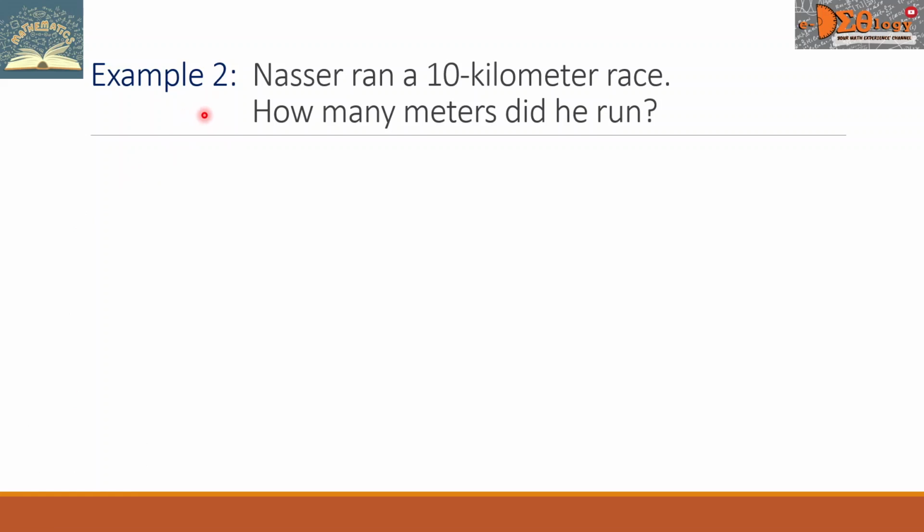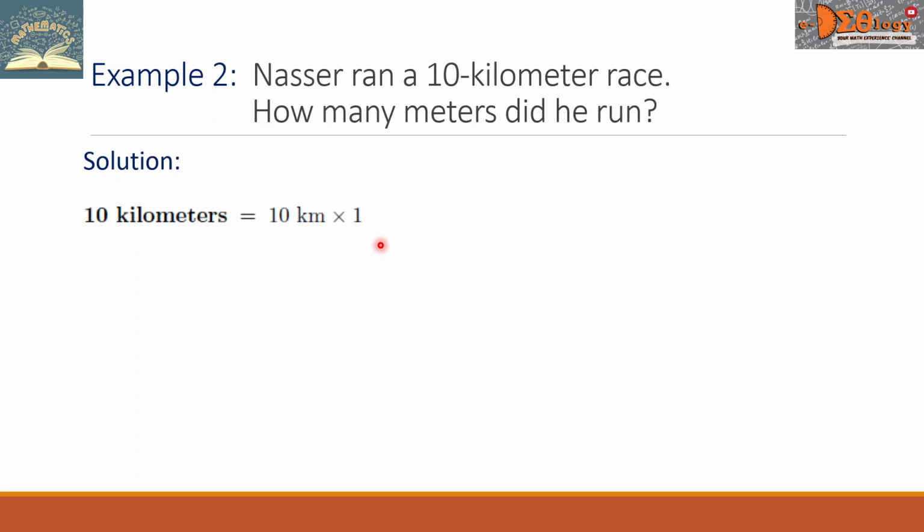Example 2. Nasser ran a 10-kilometer race. How many meters did he run? The 10 kilometers we're going to change into meters. Then we simplify this, this is 10 km. Now we convert 10 kilometers into meters.